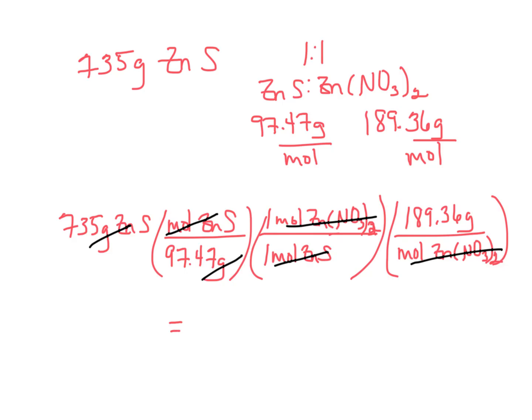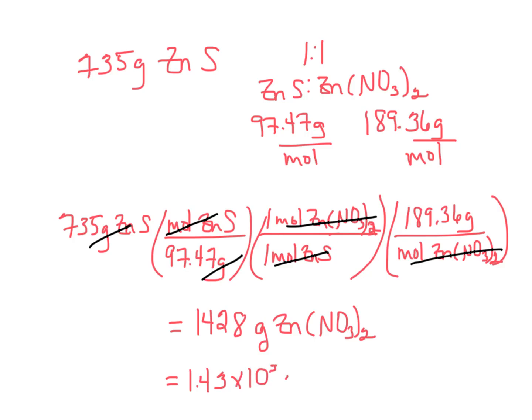And when I do the calculation, I end up with 1428 grams of zinc nitrate. And to get that in the correct number of significant figures, I'm going to have to write that in scientific notation. So it'll be 1.43 times 10 to the third grams of zinc nitrate. So that's the amount of zinc nitrate I need to start with so that in the end I produce my 625 grams of the zinc sulfide.